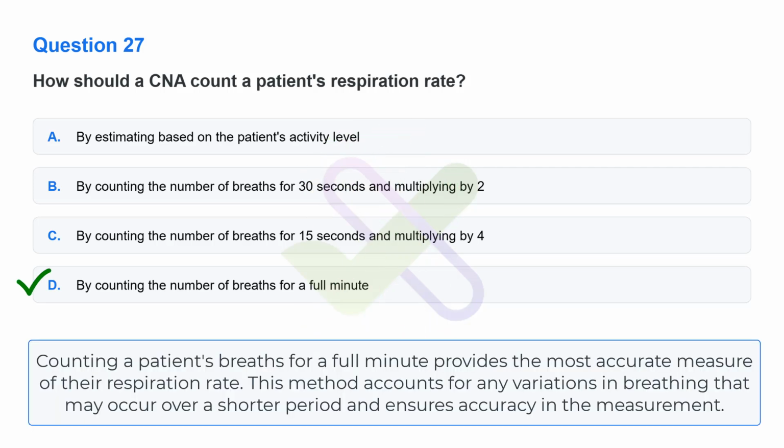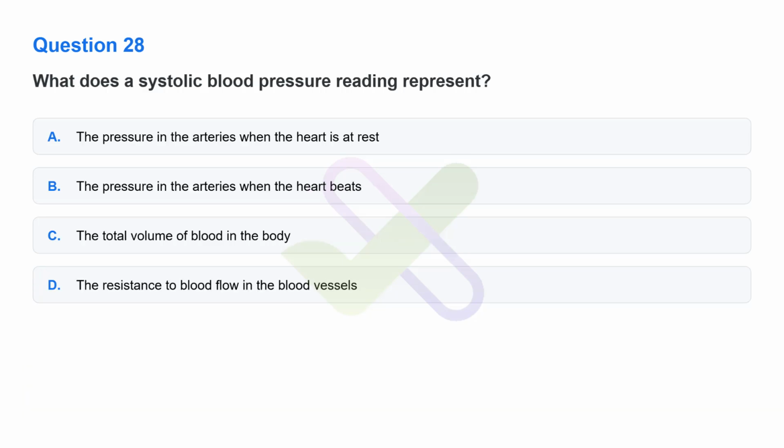The correct answer is D. By counting the number of breaths for a full minute. Counting a patient's breaths for a full minute provides the most accurate measure of their respiration rate. This method accounts for any variations in breathing that may occur over a shorter period and ensures accuracy in the measurement. What does a systolic blood pressure reading represent?